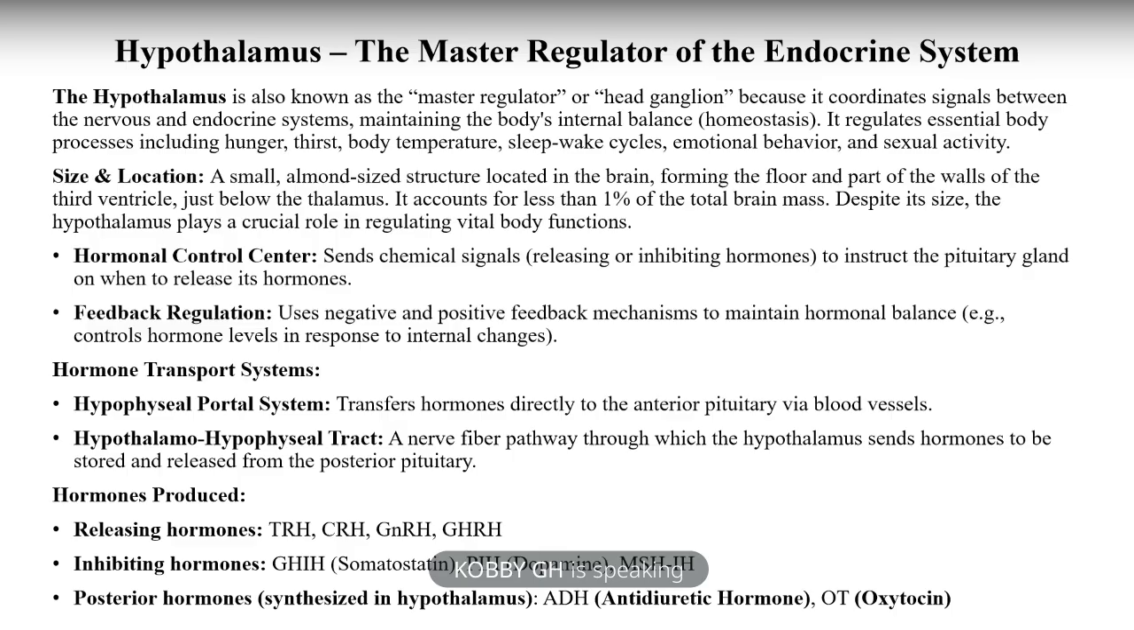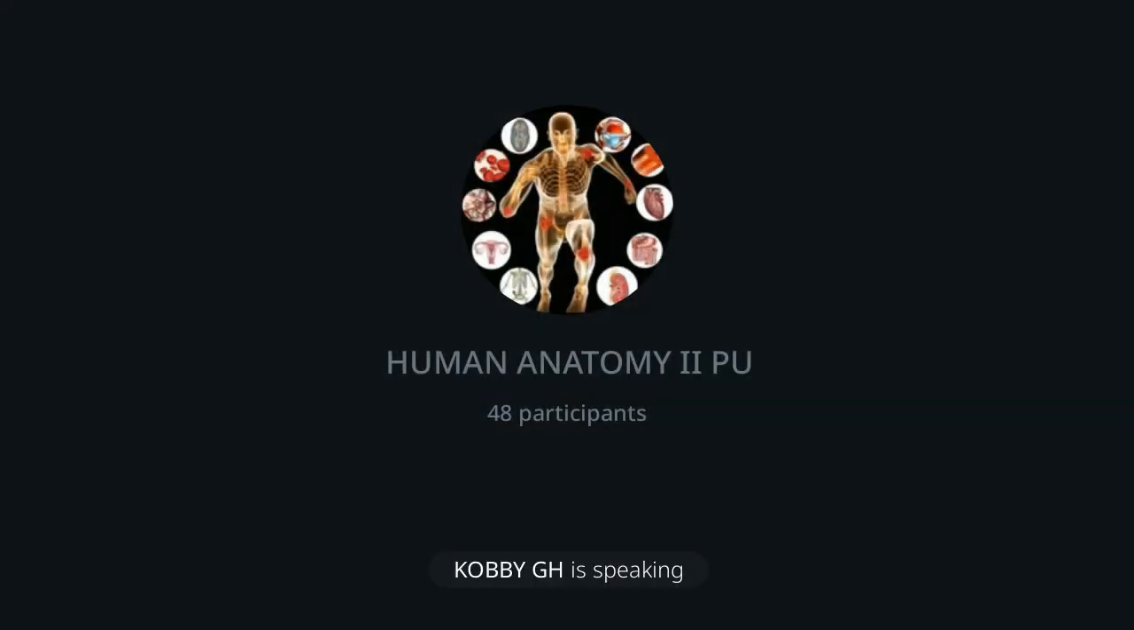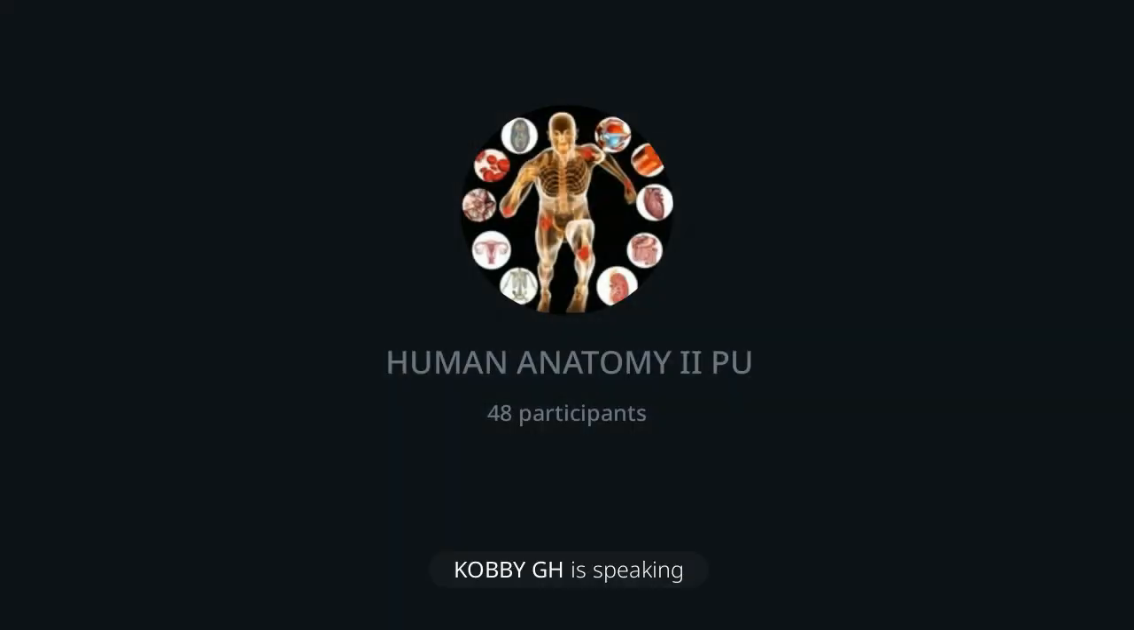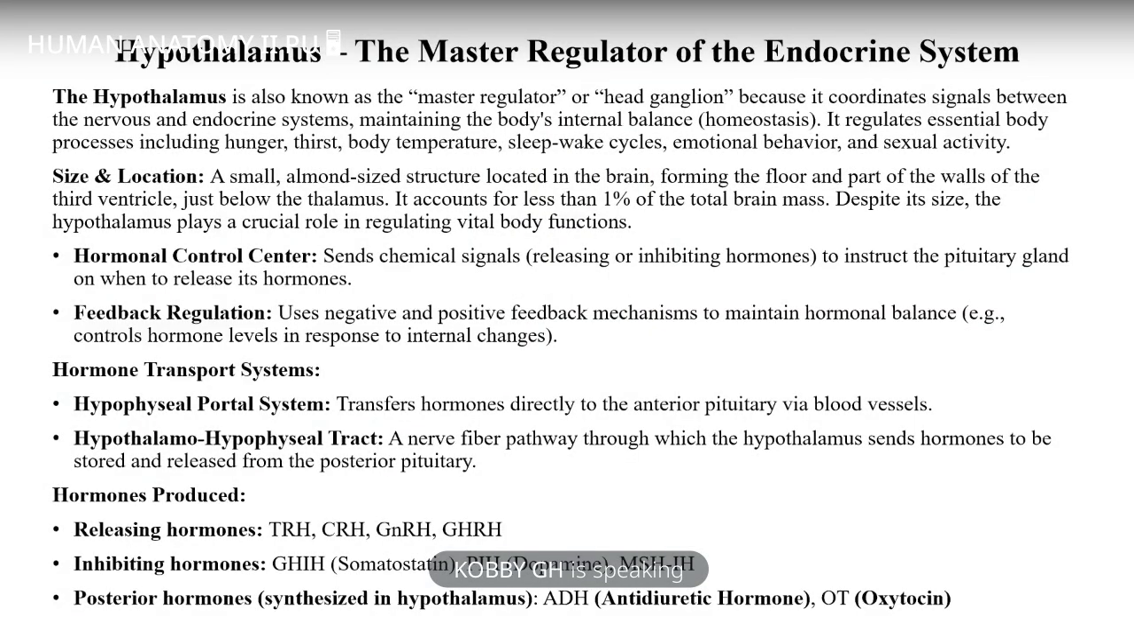Then we have somatostatin. Somatostatin is a hormone that neutralizes other hormones. It is not only the hypothalamus that produces somatostatin. The pancreas has what we call the delta cells, and the delta cells of the pancreas produce somatostatin.